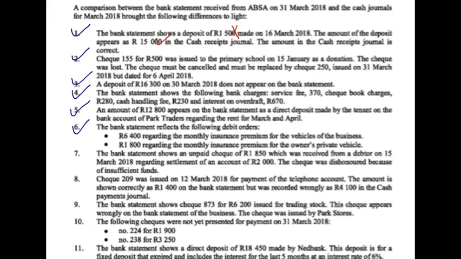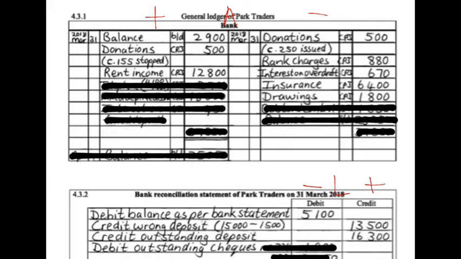So the 1,850 was received in the first place. Therefore, I increased my bank account. Now I need to go and decrease my bank account to cancel that entry out. So I'm going to put through a credit entry from debtors for 1,850.